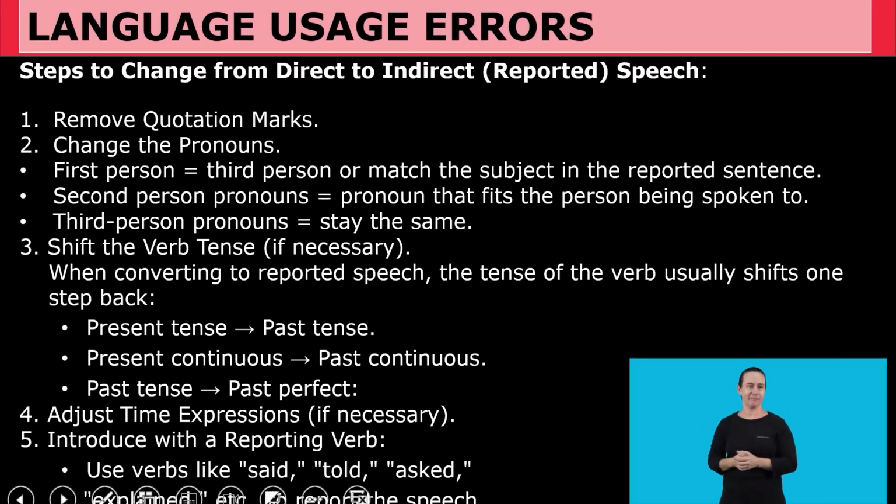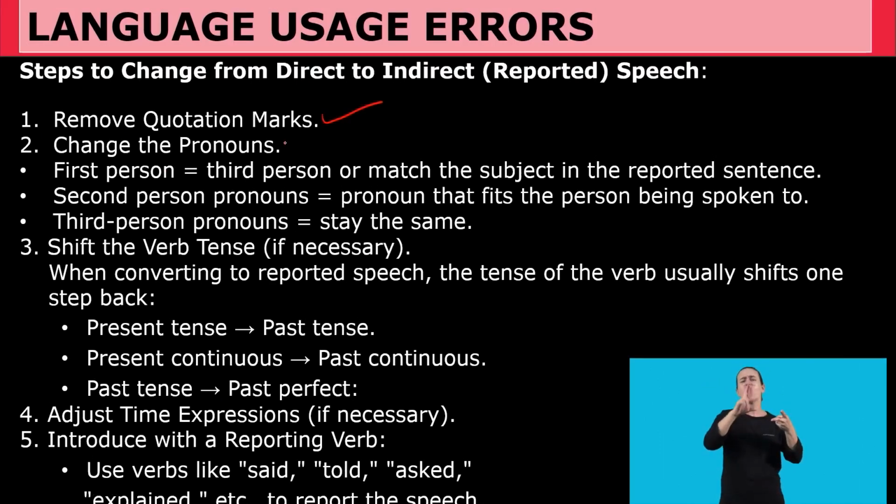How do you change from direct to indirect speech? There are a couple of steps that will help you. First of all, remove the quotation marks. Then look for the pronouns and change them. If it's first person, it'll go to third person. Second person pronouns will change to fit the person being spoken to, and then third person pronouns will stay the same. You must also shift the verb tense if necessary.